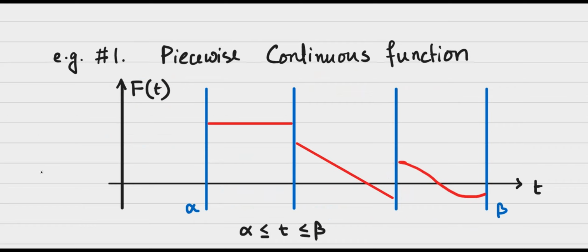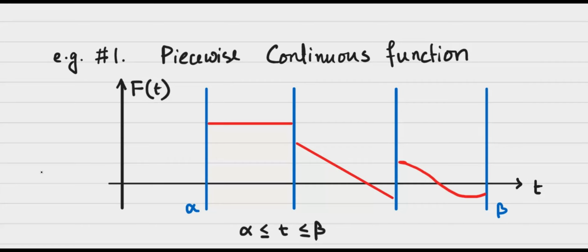So as promised, let us first see an example of a sectionally or piecewise continuous function. A function which is sectionally or piecewise continuous is defined in an interval. So in this case, the function is defined within the interval from alpha to beta, and the function is drawn in red.